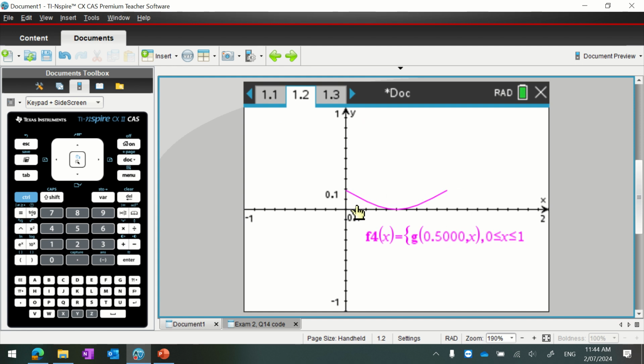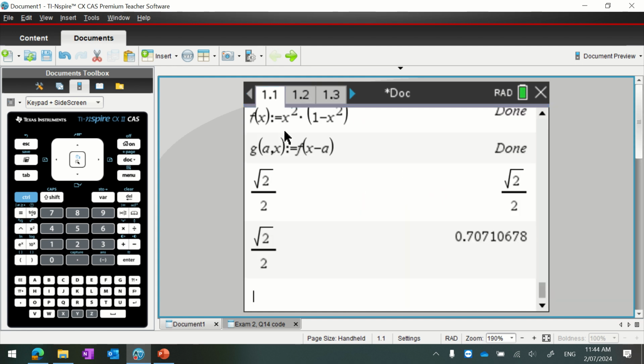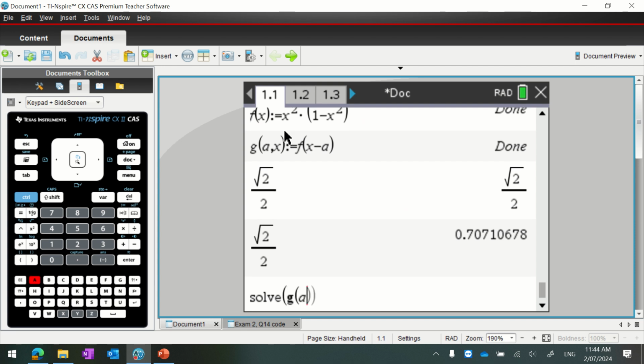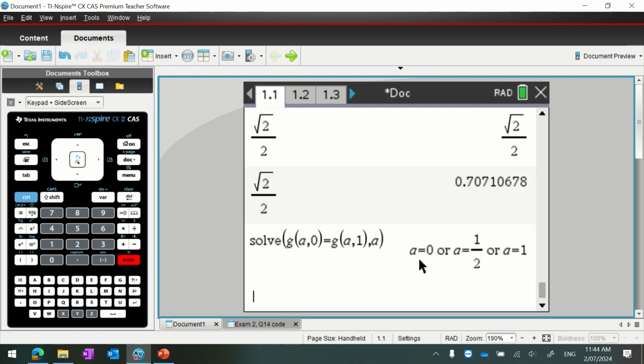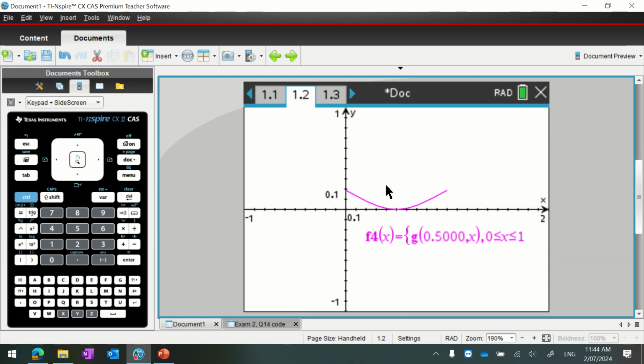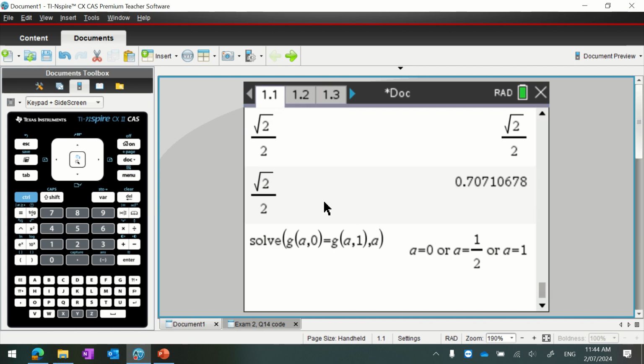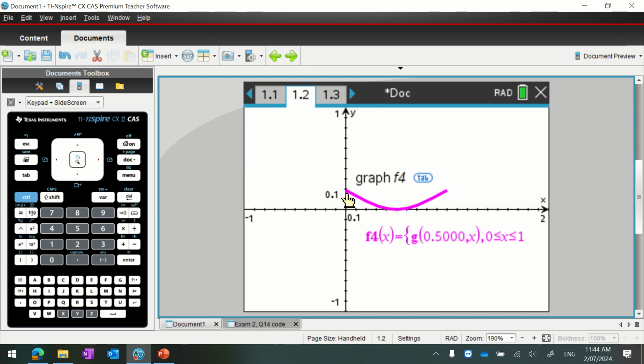To find the a value for which the two y values are the same, I'm coming here. So G, a, I don't know. I'm looking for a. So when x is 0 and x is 1, I want the G value to be the same. And it turns out a is half. When a is half, the y values are exactly the same. So this one, G0, is the absolute maximum.